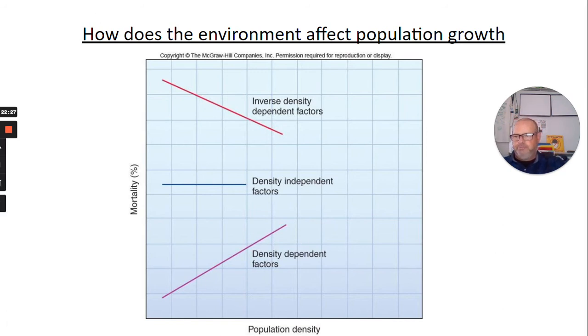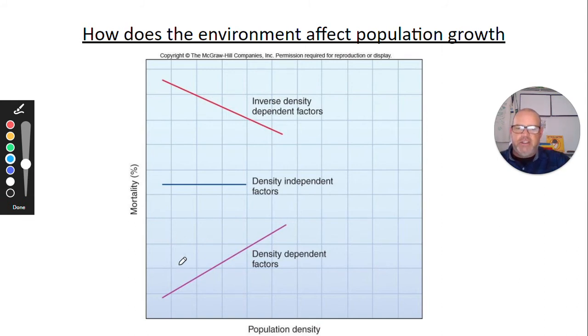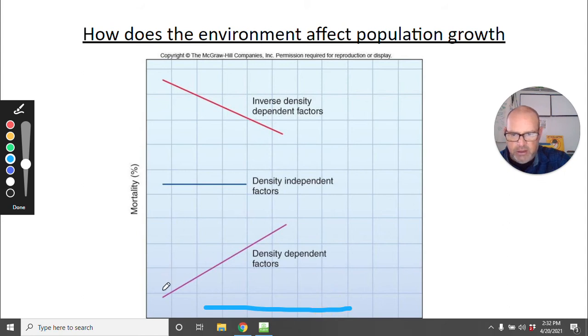Okay, so here's your population density. As the density increases, so does mortality. Density independent factor does not matter. Doesn't matter how many things there are, the rate of mortality is all going to be the same. Inverse density dependent factors: as there are more things, the mortality rate actually goes down.